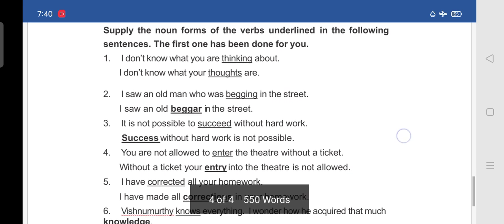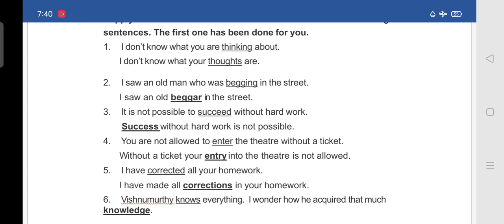The first one has been done for you. So see here they have given some sentences with underlined words and they are asking us to change the form of that sentence. So I have already done it for you. If you have space in your textbook, you write it there or else you write in your notebooks. So see the first one. I don't know what you are thinking about. So here the underlined word is thinking. So how can you write that? By changing, I don't know what your thoughts are. So you are changing thinking to thoughts.